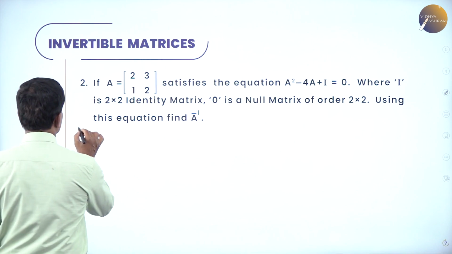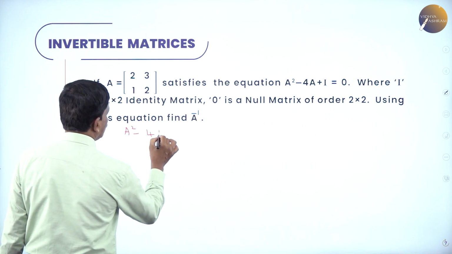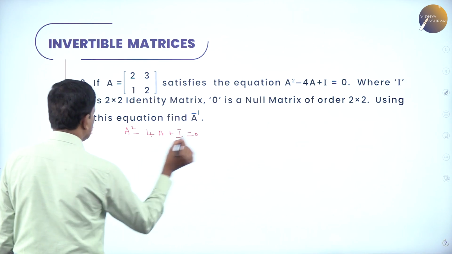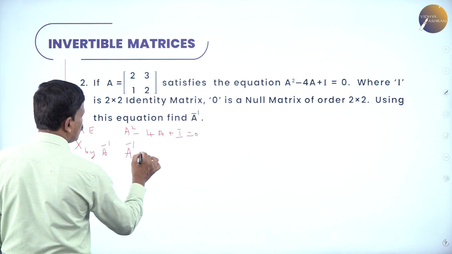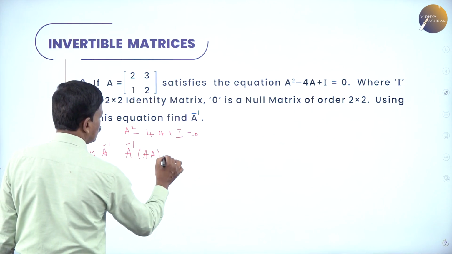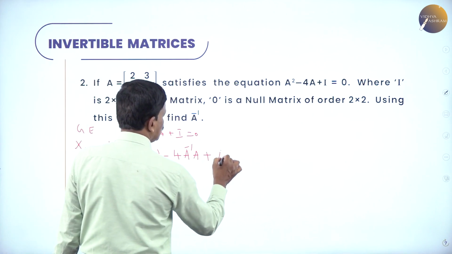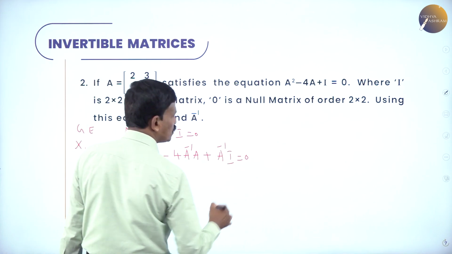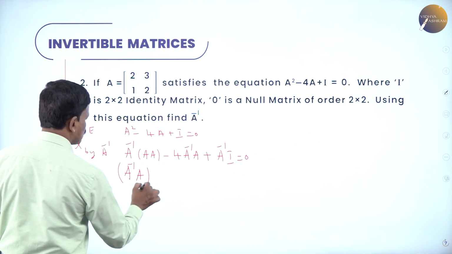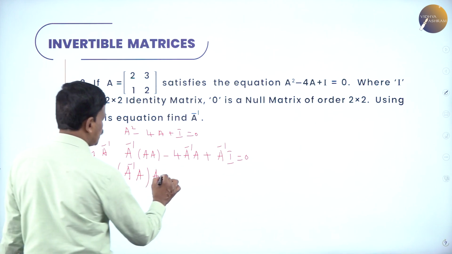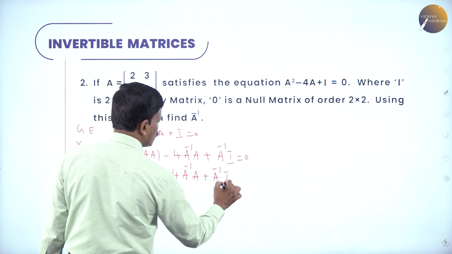So let us write down the given equation. Given equation is A square minus 4A plus I is equal to 0. So multiply by A inverse. A square can be written as A into A, minus 4 times A inverse into A, plus A inverse into I is equal to 0. Now using the associative property, interchange the brackets, that's all. A inverse into A, minus 4A inverse into A, plus A inverse into I is equal to 0.